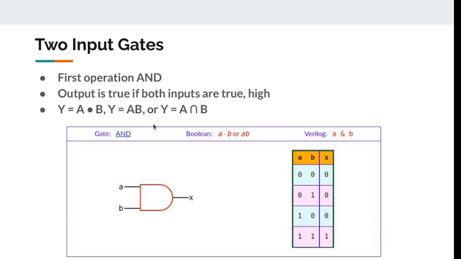So we also have several representations. We have a dot representation.